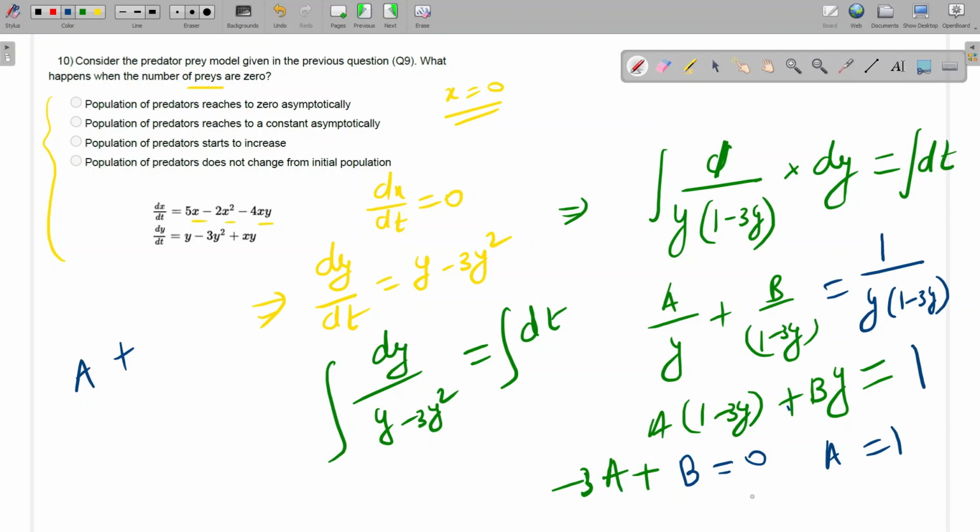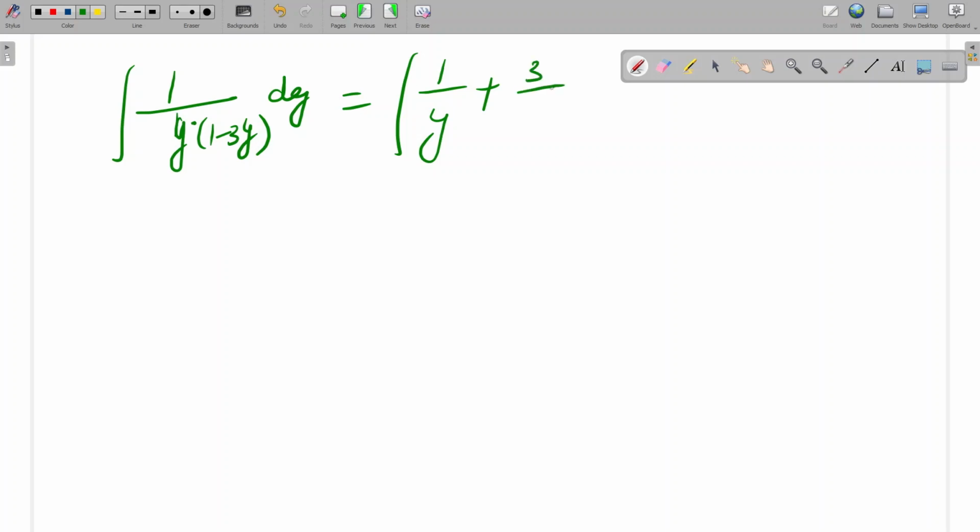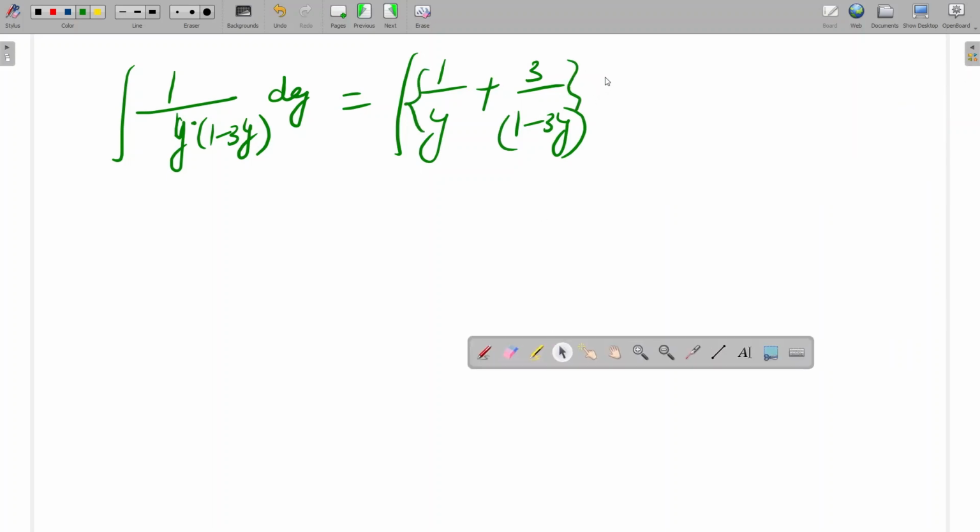A is 1, B is 3, sir. Okay. So B will be equal to 3. Correct. If A will be 1, B will be 3. So same thing we can put here. Okay. So we can write 1 by y into (1 minus 3y) dy is equal to 1 by y plus 3 by (1 minus 3y). Is it correct? This whole integral dy is equal to the integral of dt.